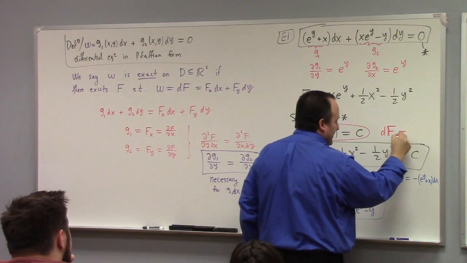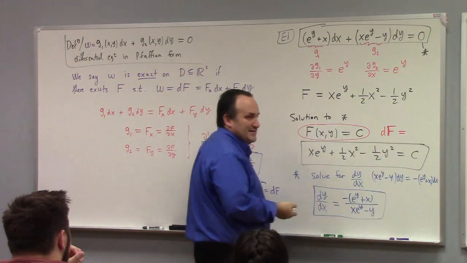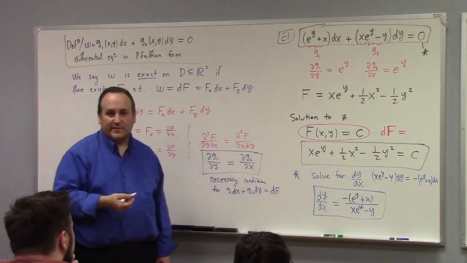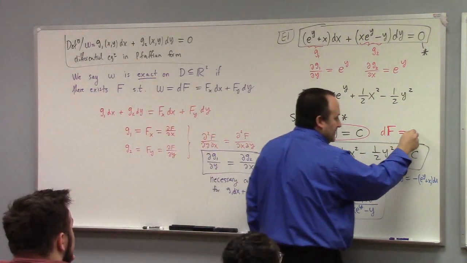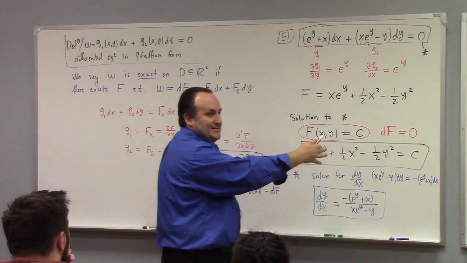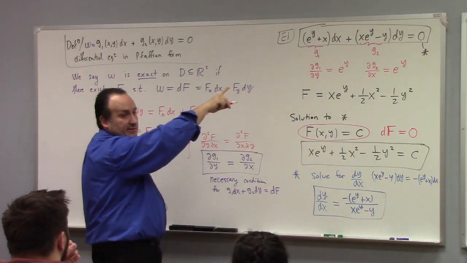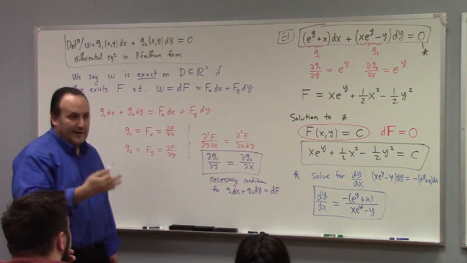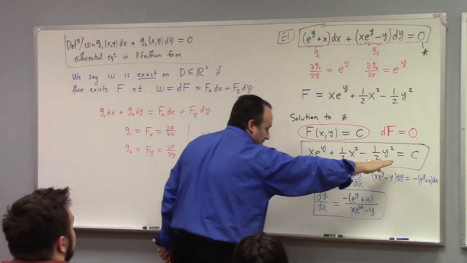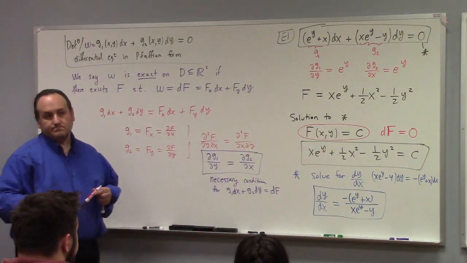I get df equals to, what's the differential of a constant? 0. And what is df equals to 0? That is exactly, by construction, the differential equation we started with. And that is why this level curve is the solution to it.